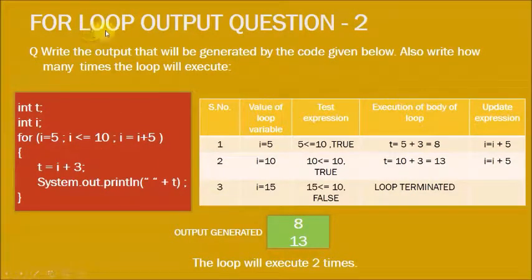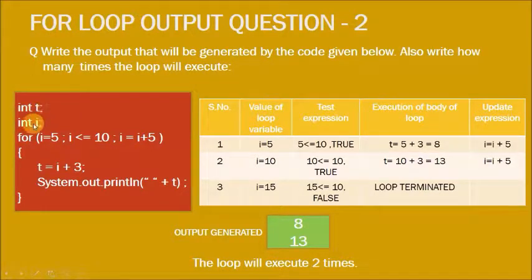Now this is for loop output question 2. The question is, write the output that will be generated by the code given below. Also write how many times the loop will execute. So let us see the code which is given.